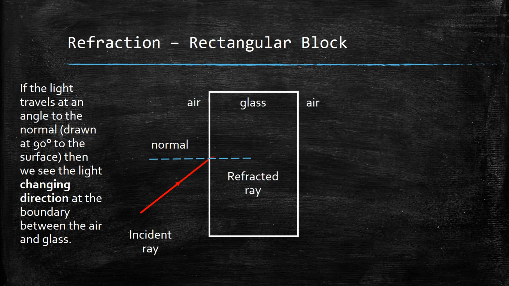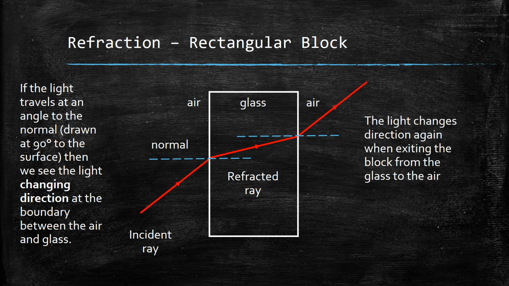Here's our incident ray, refracted inside the glass, and then refracted again as it exits the glass. So the light changes direction again when exiting the block from the glass to the air, just as it did when it entered the block going from air to the glass. Should note that these two lines here are parallel to each other.